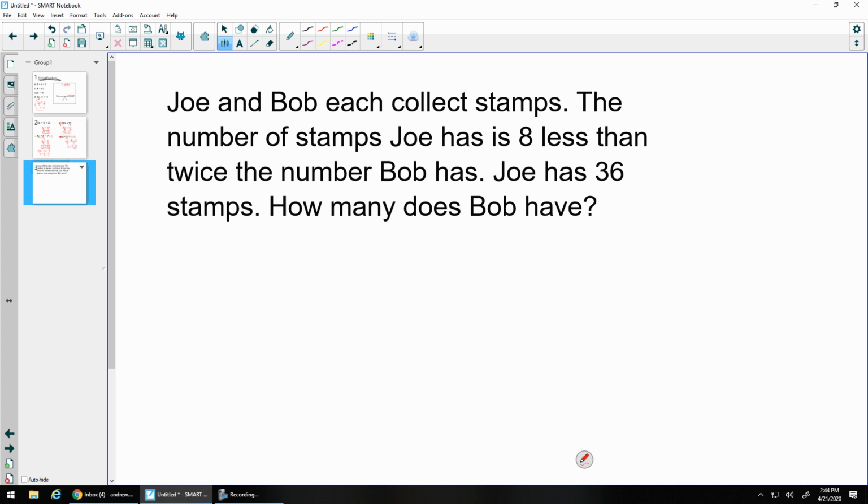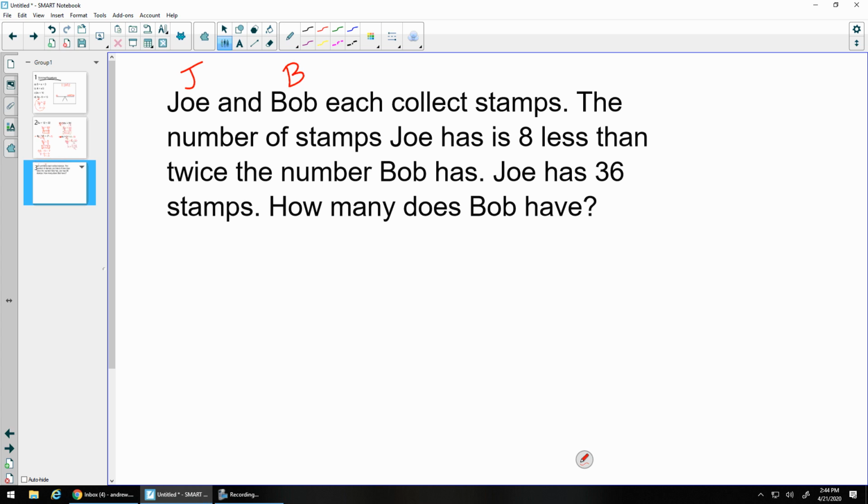So Joe and Bob each collect stamps. The number of stamps Joe has is 8 less than twice the number Bob has. A little bit of a confusing sentence. Joe has 36 stamps. How many does Bob have? So let's determine some variables. Joe will be J, Bob will be B.